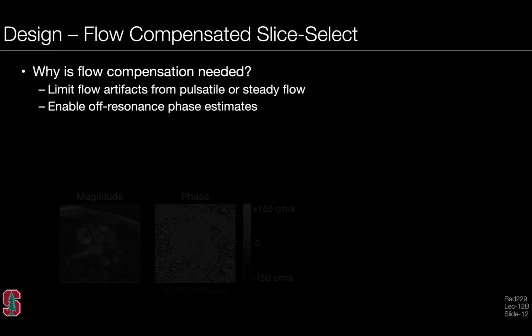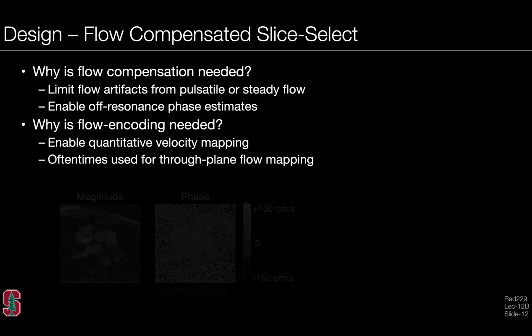So what if we wanted to do something more than just refocus the phase through plane after excitation? What if we wanted a flow compensated slice select gradient? Well, first question you might ask is, why would flow compensation be needed? One reason would be to limit flow artifacts from pulsatile or steady flow, and the other would be to enable off-resonance phase estimates. And the reason we might want to estimate off-resonance phase would be to enable flow encoding. So flow encoding would enable us to do quantitative velocity mapping of moving spins like blood.